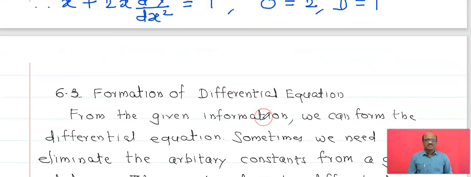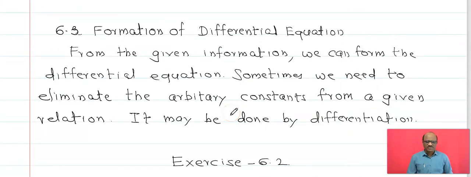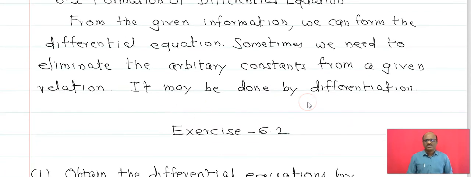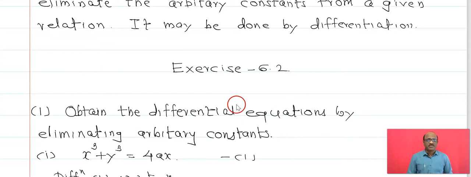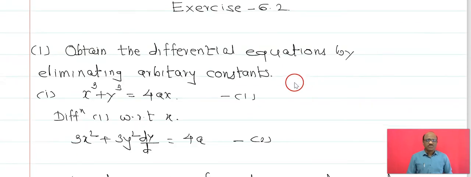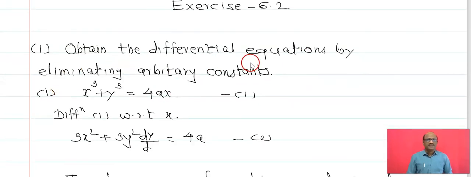Now the next topic is the formation of the differential equation. From the given information we can form the differential equation. Sometimes we need to eliminate the arbitrary constants from a given relation. It may be done by differentiation, and we will form the differential equation. That is exercise 6.2. I will start directly. Obtain the differential equation by eliminating the arbitrary constant.